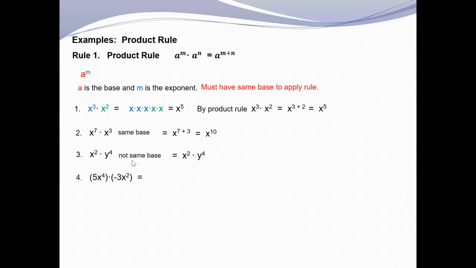Look at number 4. You have 5x to the 4th times negative 3x squared. So first we can multiply the coefficients: 5 times negative 3 is negative 15. And then we can add the powers. So this is how we do the work, right? But you can go straight to the answer. The answer should be negative 15x to the 6th.